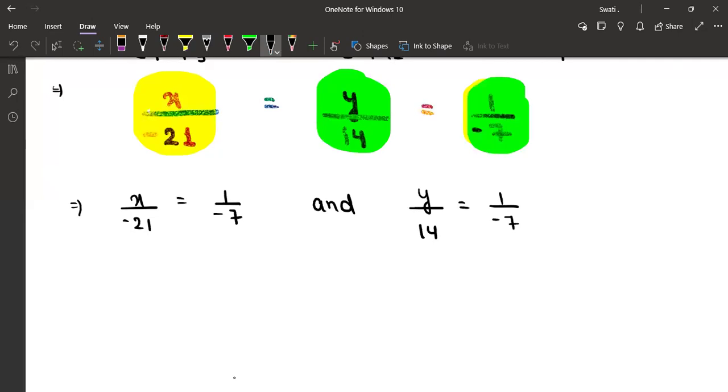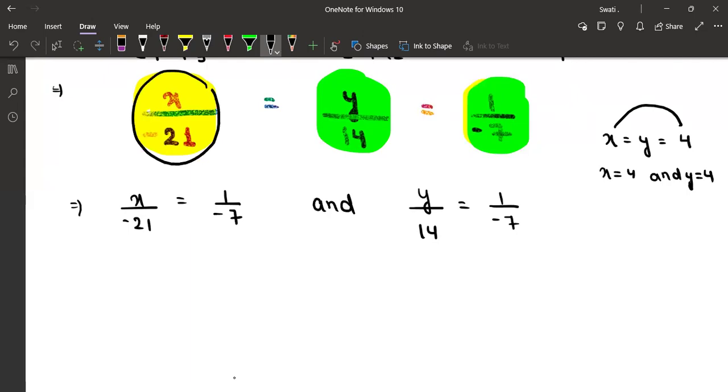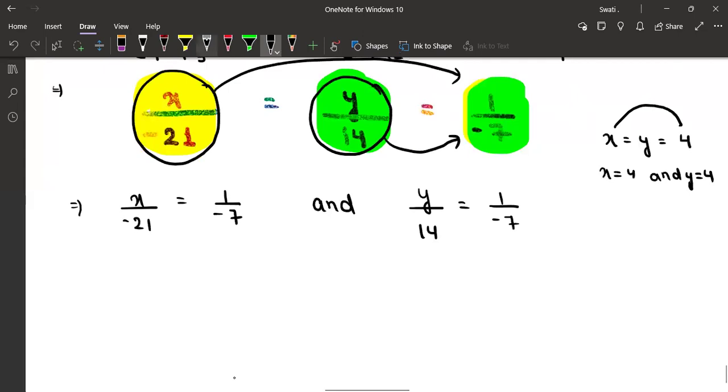The reason is, Manya, if you have something like x is equal to y is equal to 4, do you know what that means? It simply means that x is also 4 and y is also 4. Using this only I did this. Whatever is here can be equal to this one, and whatever is here is also equal to this one. By doing that, of course, we'll get the value of x and y. So Manya, can you simplify this? x upon -21 is equal to 1 upon -7. How will you simplify this?